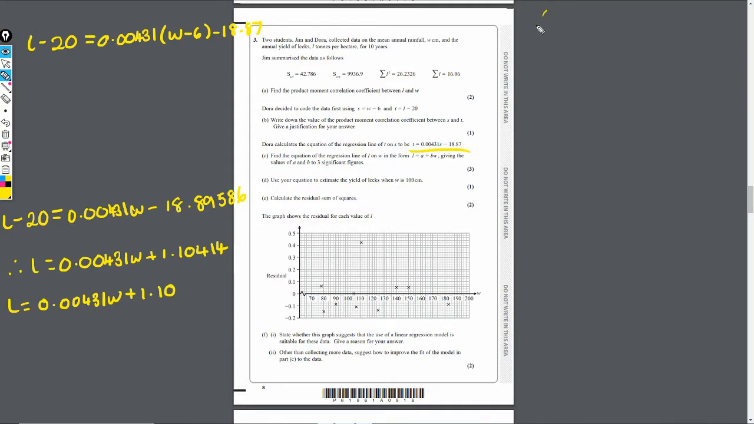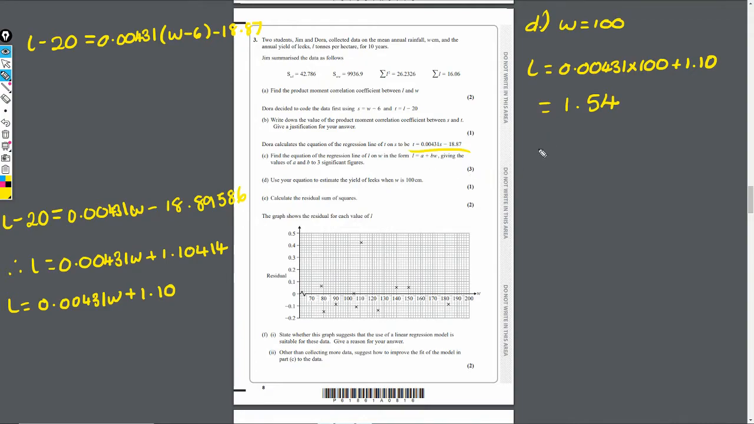So part D, W equals 100, sub that in, so L is equal to 0.00431 times 100 plus 1.10. Plug all this in, and what you'll get is 1.54. Okay, and that's the yield of leaks, the estimate of the yield of leaks.